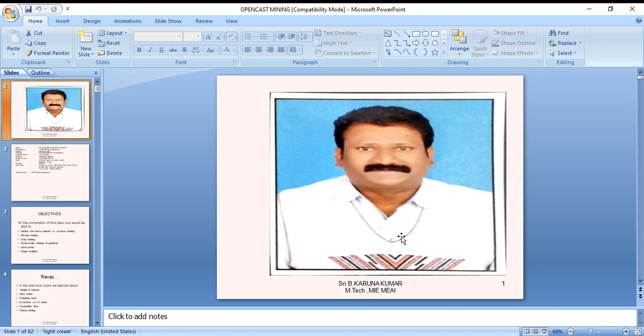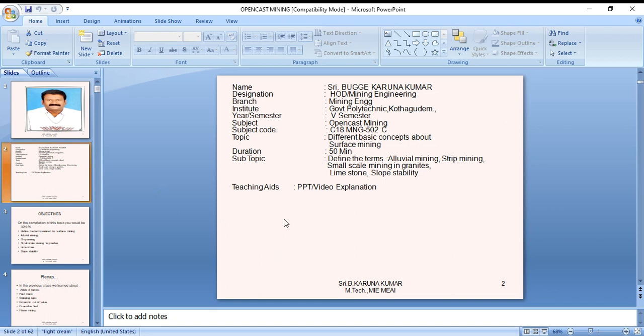Today we are going to discuss some more definitions, like stripping ratio and slope stability, and various small scale industries related to mining, like clay mines, limestone, placer deposits, and other quarry dimension stones and marble industries, which come under mining. So today's topic is again different basic concepts about surface mining: alluvial mining, strip mining, small scale mining, granite, limestone, and slope stability.